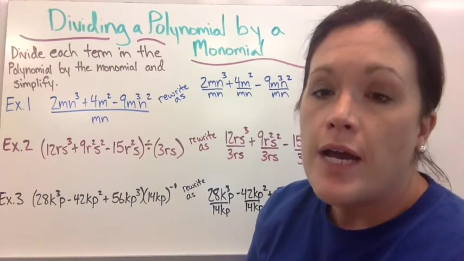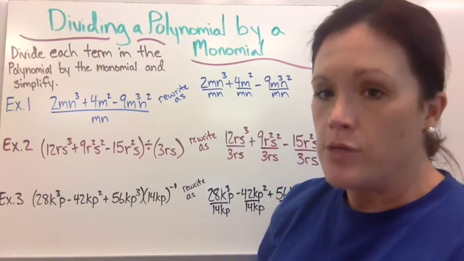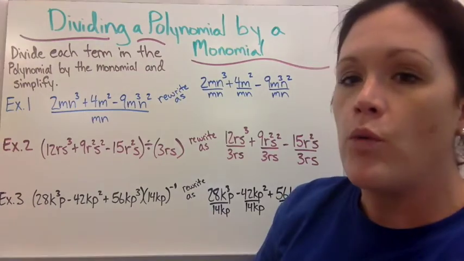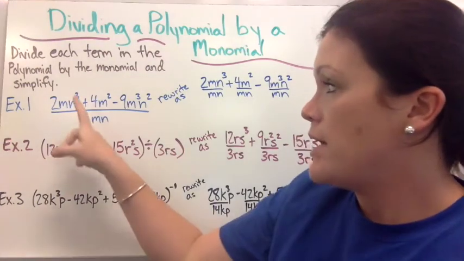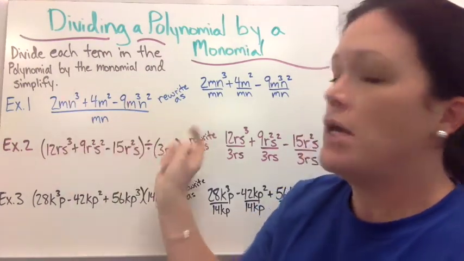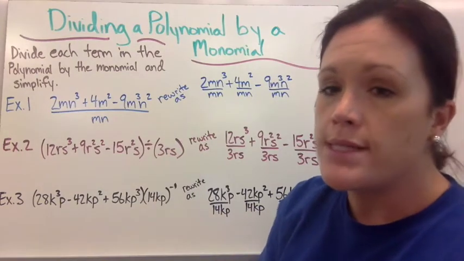Let's talk about how to divide a polynomial by a monomial. So when you're dividing a polynomial by one term, you just have to divide each term in the polynomial by the monomial and then simplify.